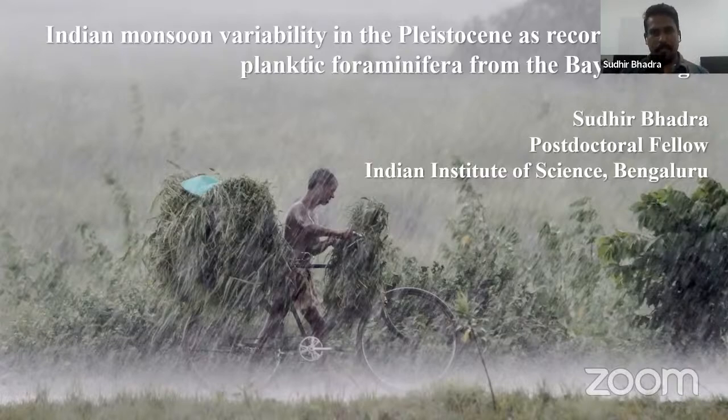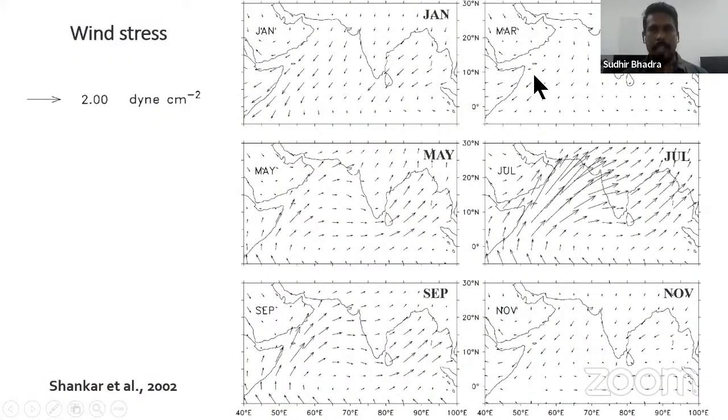So going into that, here you can see that the Indian monsoon winds affect the Bay of Bengal and Arabian Sea differently during different months, but the wind stress variability is similar in both the basins. So if the wind stress is similar, what is making the Bay of Bengal a much more unique basin compared to that of the Arabian Sea?